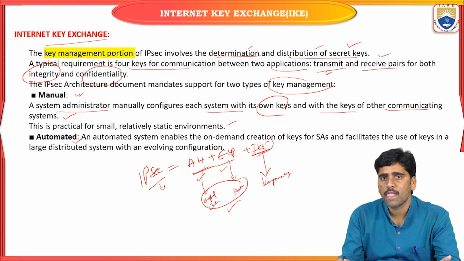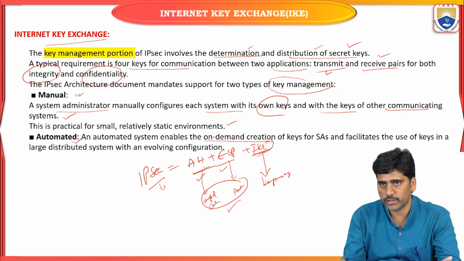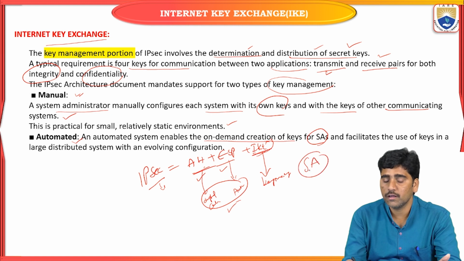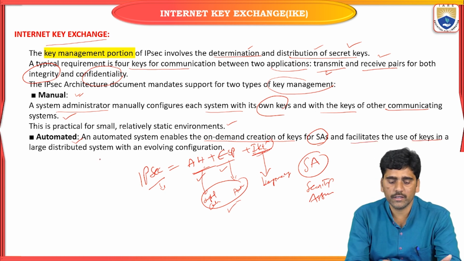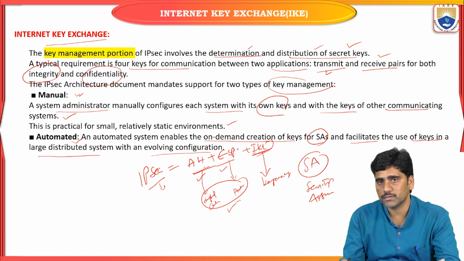The second one is the automated way. An automated system enables the on-demand creation of keys for security associations, where SA stands for security associations, and facilitates the use of keys in large distributed systems with an evolving configuration.